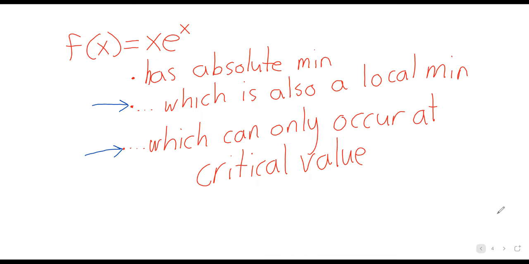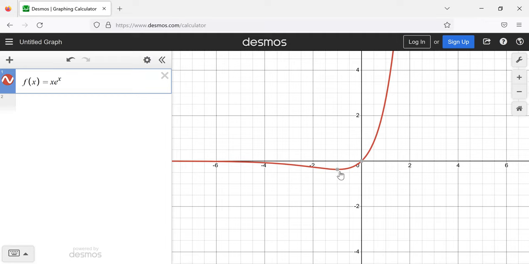Returning to this example, the absolute minimum, which is also a local minimum, can only occur at a critical value. Well, there's only one critical value. That's at negative 1. So the absolute minimum can only occur at negative 1. And if we take a look at Desmos, Desmos agrees. The critical value occurs at x equals negative 1. Y equals approximately negative 0.368.